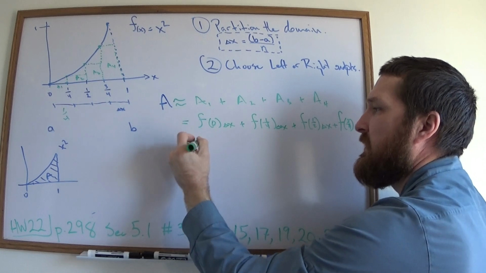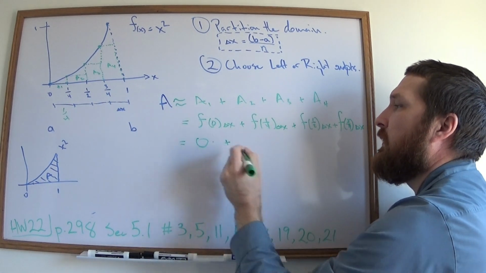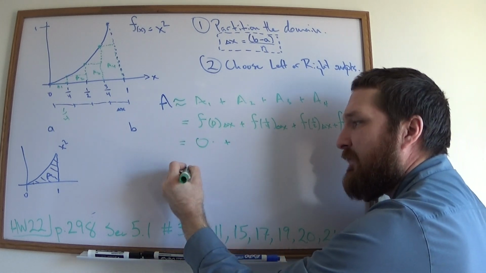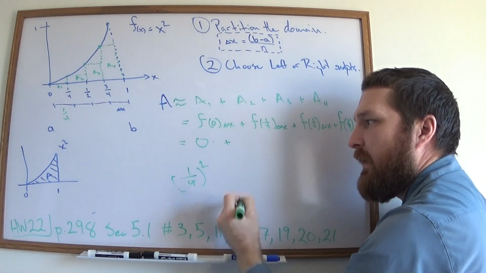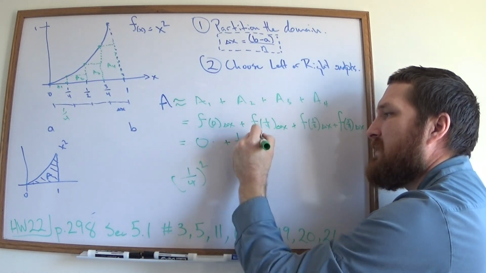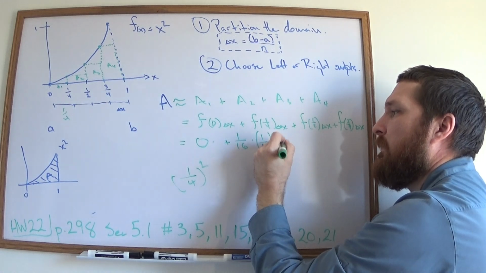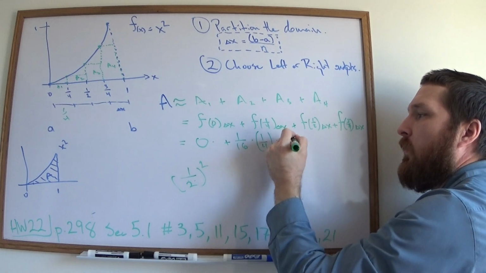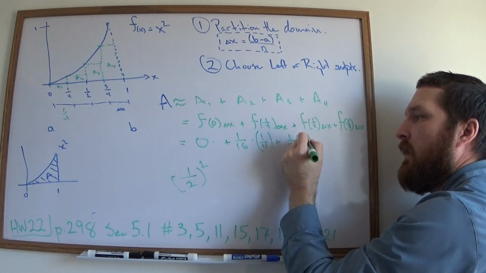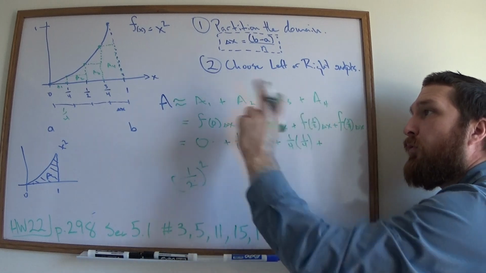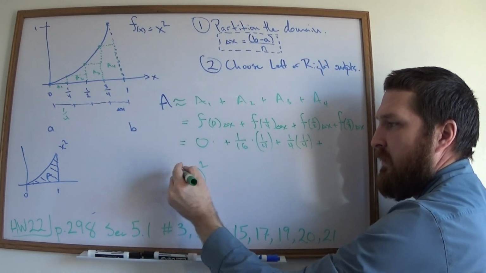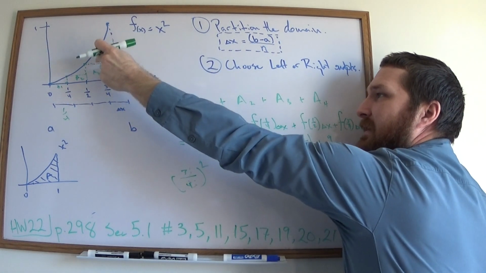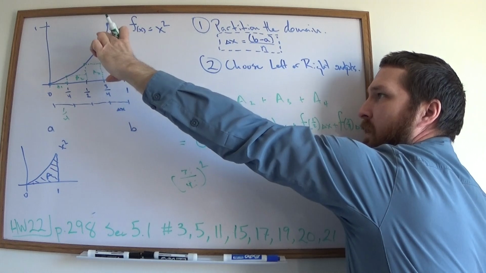F of 0 is 0, times, who cares? Plus F of 1/4 is 1/16. Because F of 1/4 says take 1/4 and square it, which gives me a 16th, times, what's delta x? 1/4. Plus, I plug in a half into here, and what do I get out? 1/4 times what? 1/4. A 4th. Now I plug in 3/4 into here. 9/16. 3/4 gives me out a 9/16. So that's the height right there. 9/16 is how high up you are.